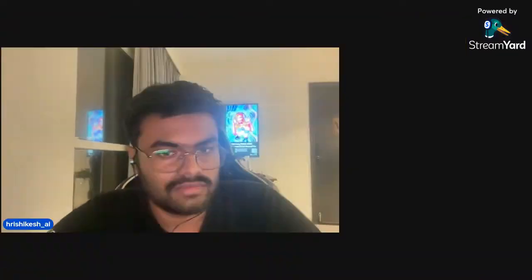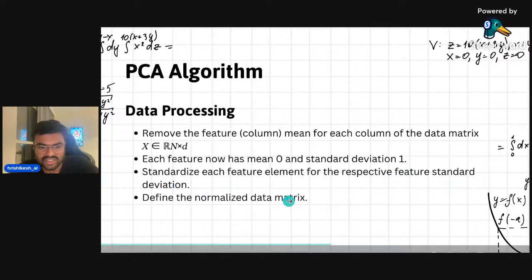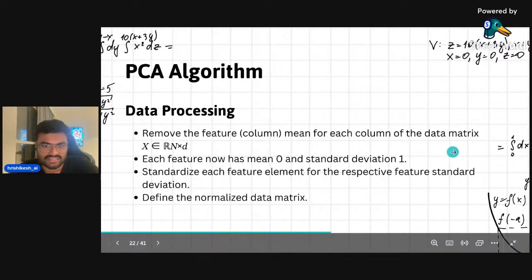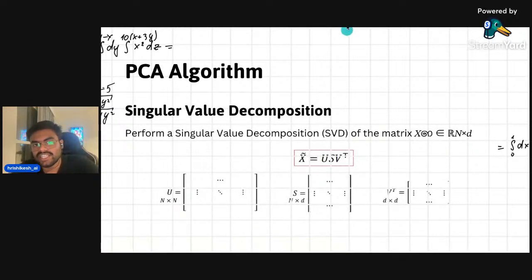Standardize each numerical feature element with respect to the feature's standard deviation, giving the normalized data matrix. So it's the same as before. Now comes a very important thing, which is singular value decomposition.